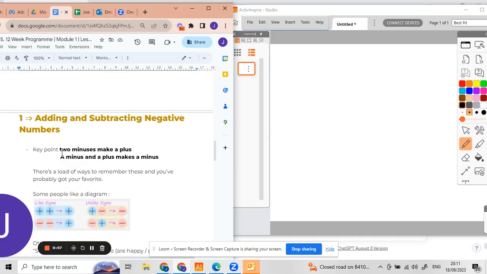So key points then, adding and subtracting. So two minuses make a plus. That means when two negative signs are directly next to each other, then you can change it to a plus.